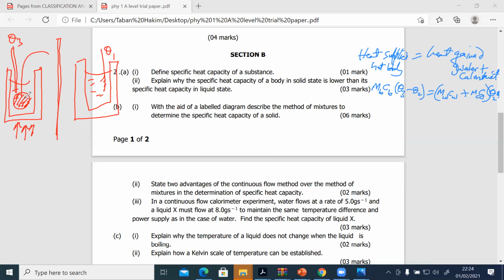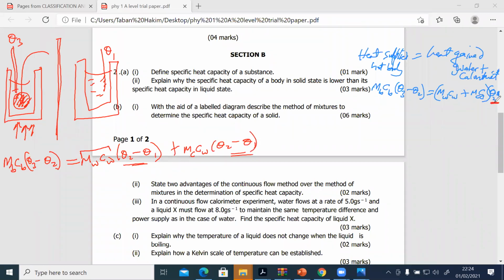Okay? So once you remove this body from here and quickly transfer it to this, it will be our hot body, and its heat absorbed will be equal to mass of the body, specific capacity of the body, times temperature theta 3 minus the final temperature of the mixture, which is theta 2. And this is got by mass of water, specific capacity of water. The combination of this one is the heat capacity of the water, times theta 2 minus theta 1, then plus mass of the calorimeter, specific capacity of the calorimeter, into theta 2 minus theta 1. Now, since this one is the same, that's why I'm putting it outside here.